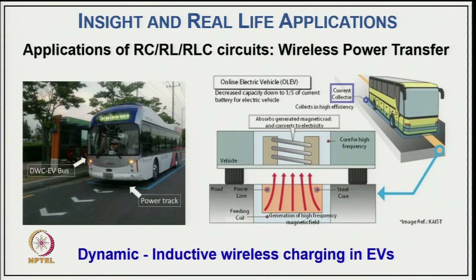So, you have plenty of applications, not only mobile phone charging, but it is also now used in electric buses by KAIST in Korea for dynamic inductive wireless charging as well as static charging. It is used as a static charger for electric vehicles as well as for dynamic wireless charging, and that really gives the advantage that you can reduce the size of the battery, because you already have a network from which you can charge the battery of the vehicle.